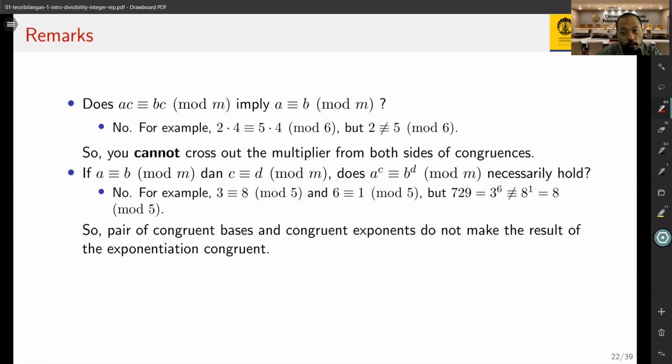There are cases we will encounter later on when we talk about relatively prime numbers, and we will be able to get cases in which this holds. But generally this does not hold. All right.